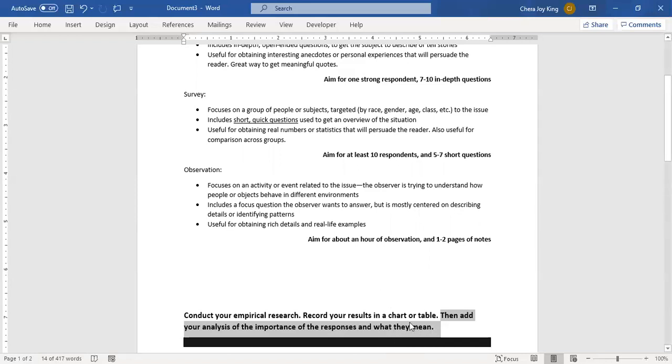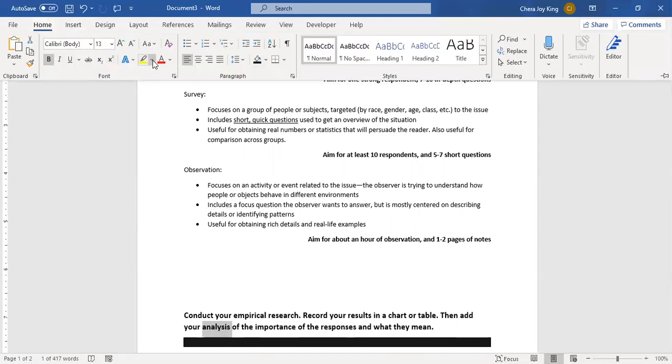Okay, so I'm going to ask you to draft up a half page of your results in a chart or table, but please don't forget the analysis. That part is very important. And in fact, I'm going to highlight it so that you guys don't forget it. I'm going to highlight it in my favorite color.